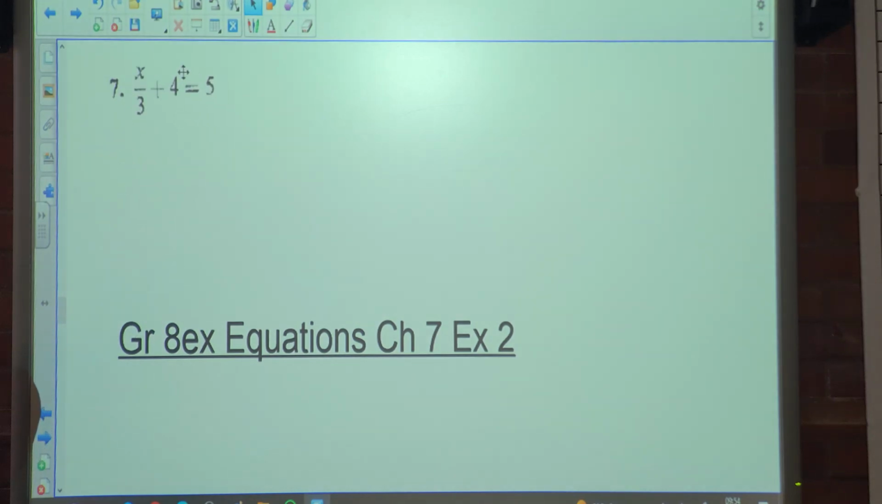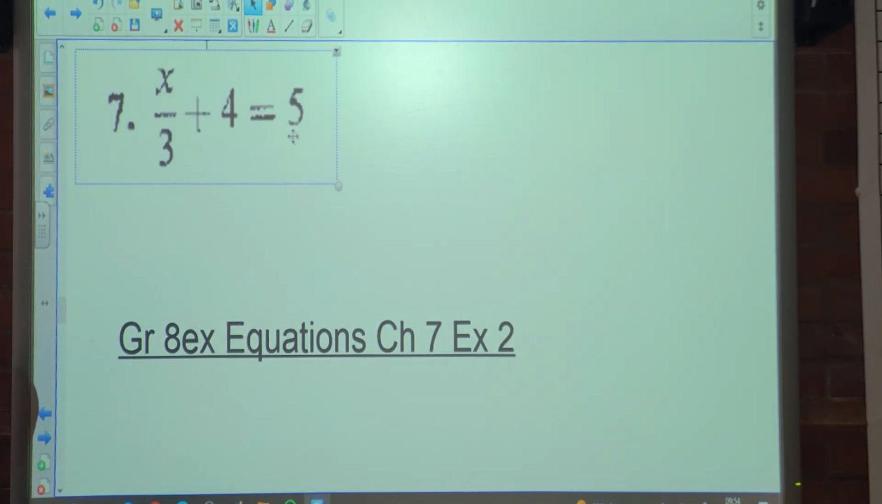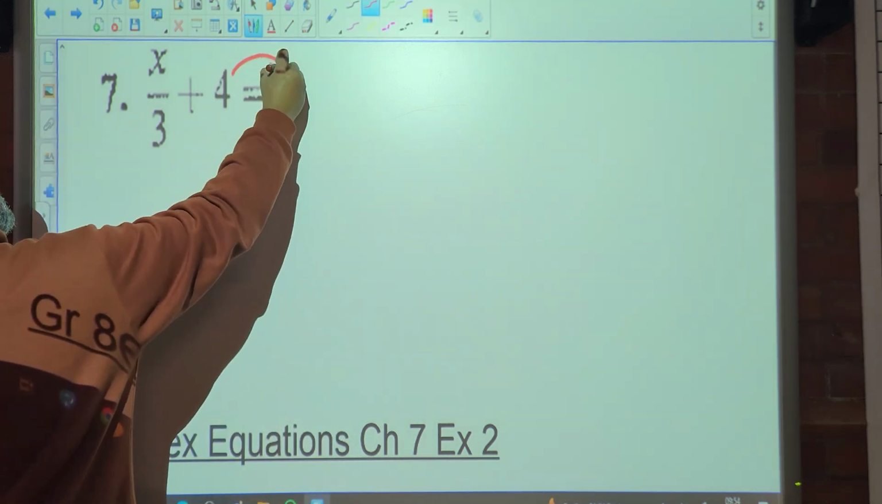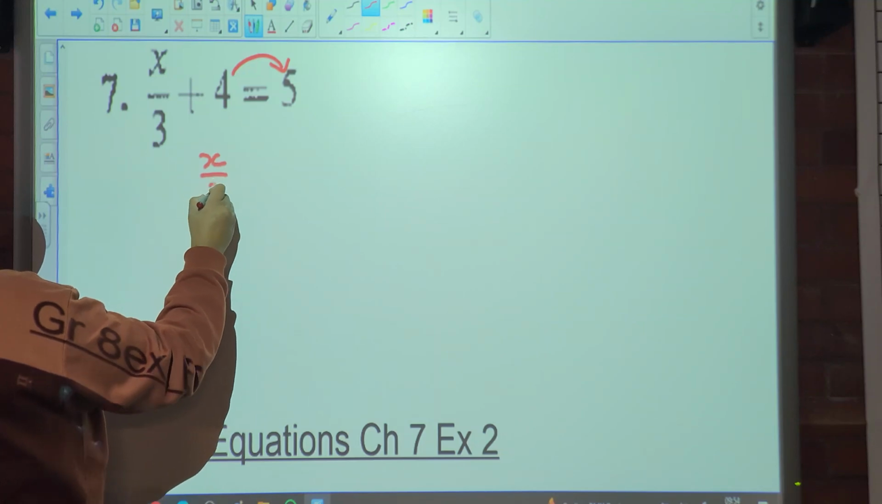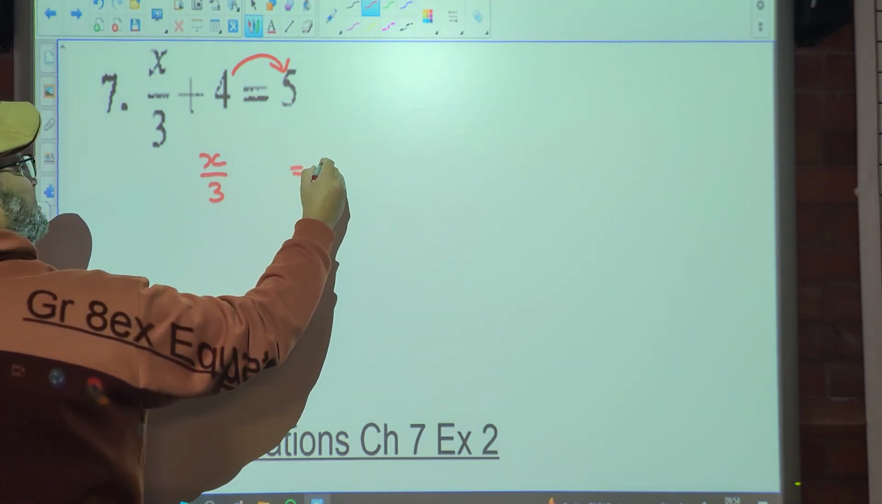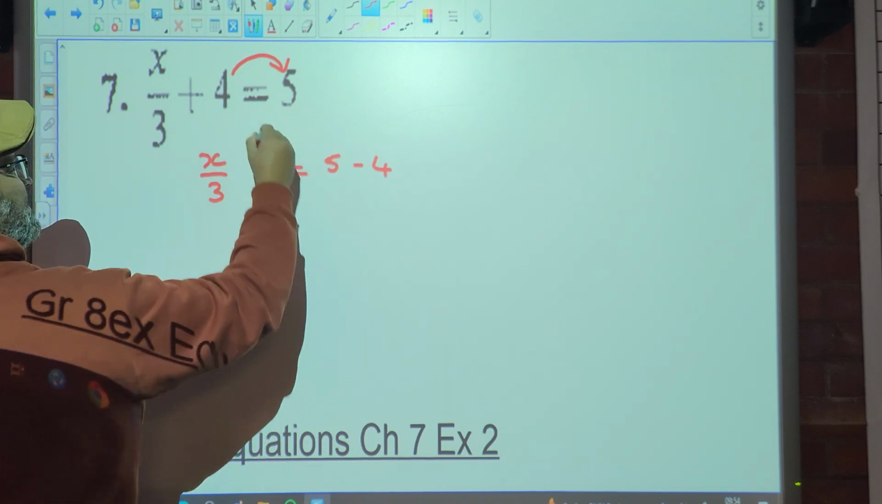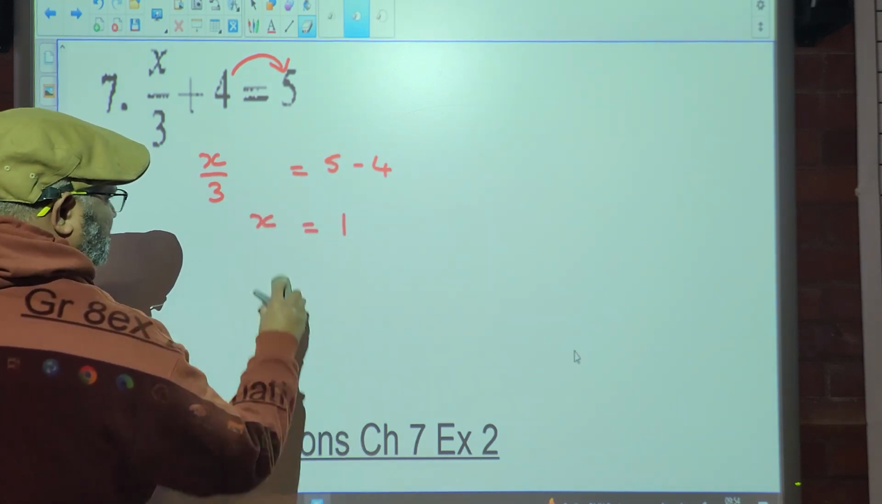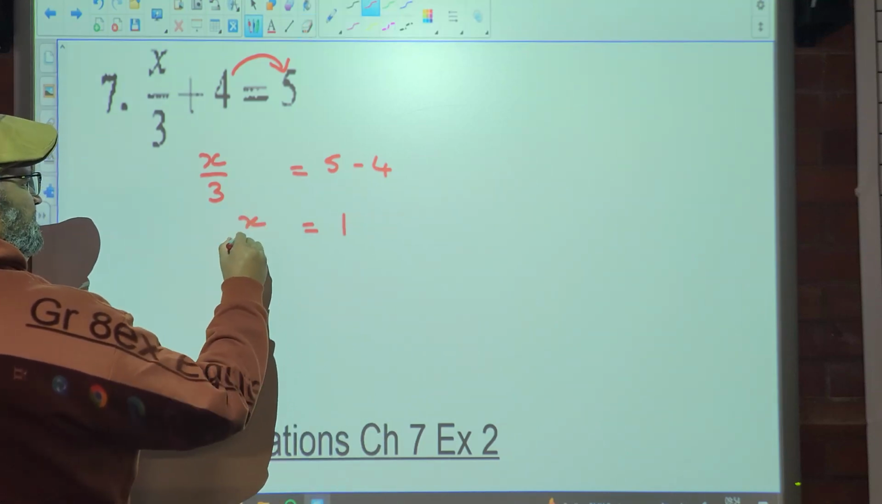Let's go to the next question, which is number 7. Here we have x over 3 plus 4 is equal to 5. Again, the first step is to get x on one side, numbers on the other side. Let's take this over the equal sign. So what I have is x over 3 is equal to 5 minus 4. What's 5 minus 4? 1. So x over 3 is equal to 1.